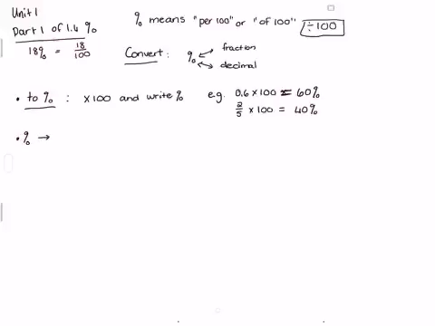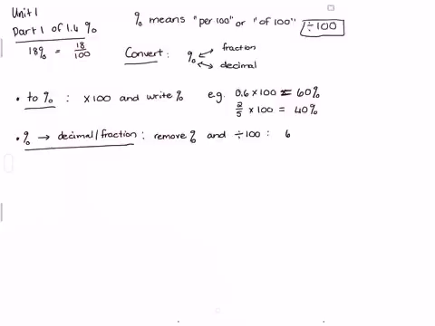It's also similar if you've got a percentage and you want to get to decimal or fraction, it's again just one rule. And the rule is just to undo what we did in the previous one. So you remove the percentage sign and you divide by 100.